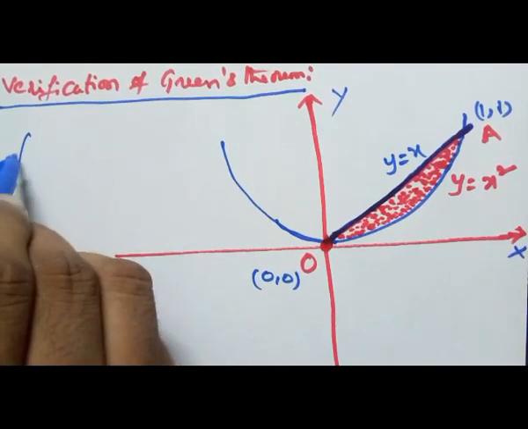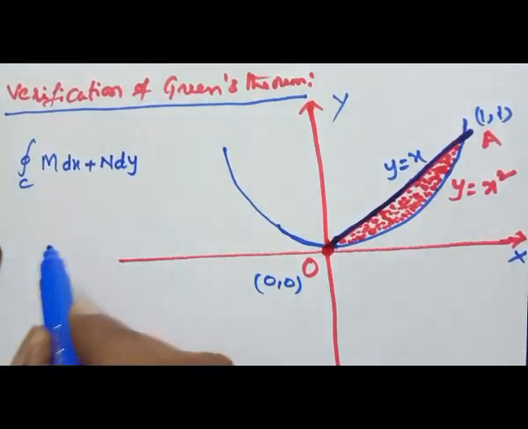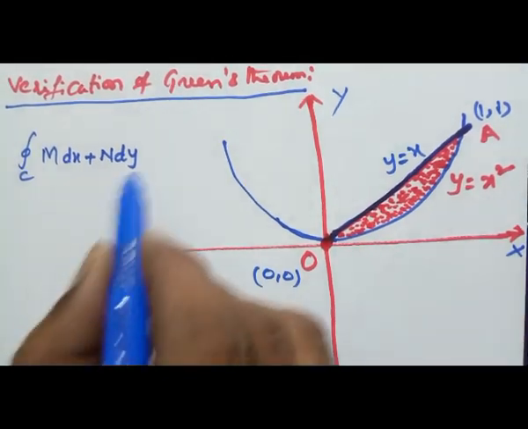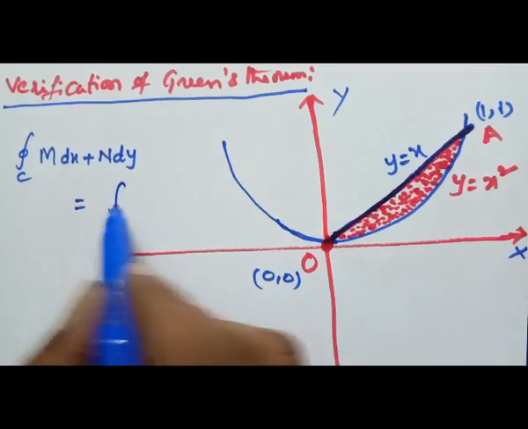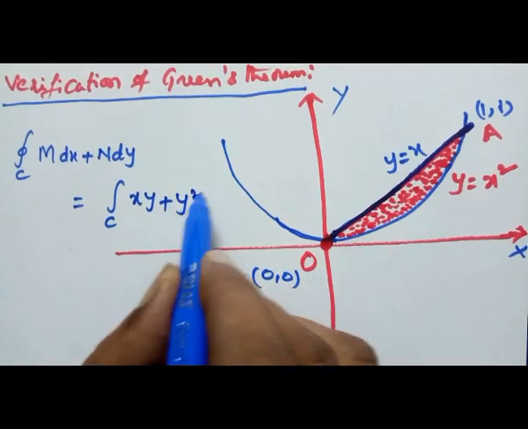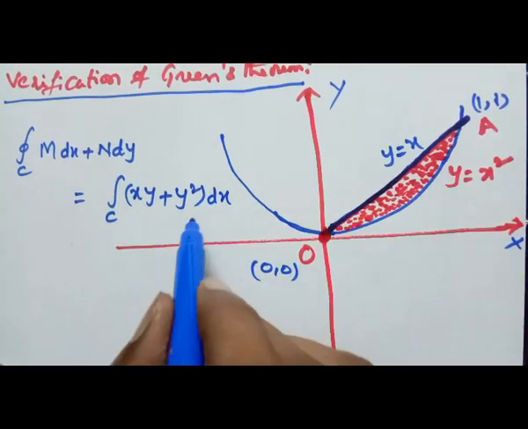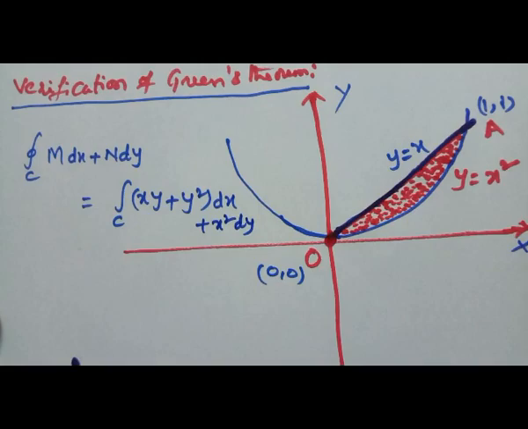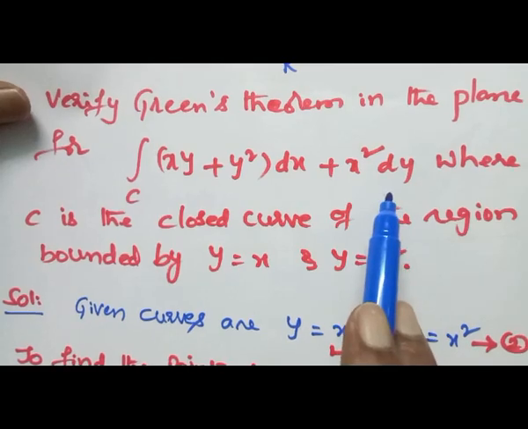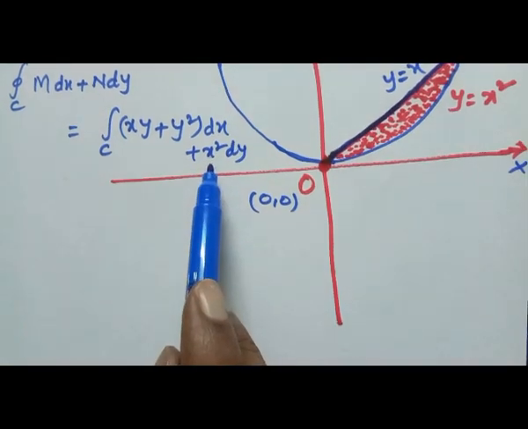Now the integral over C of M dx plus N dy. That is, in our problem, this is equal to the integral over C of (xy plus y square) dx plus x square dy, where M is equal to xy plus y square and N is equal to x square.